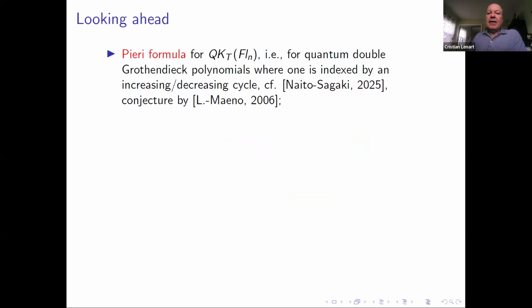And looking ahead, just a couple of things in this world that would be nice to do in the future. Beside the Chevalley formula, with Maeno in 2006, we also conjectured, just for type A, the complete flag manifold, a Pieri formula. A Pieri formula is a formula with multiplication by a class indexed not by a simple reflection, but by a certain increasing or decreasing cycle, so products of consecutive simple reflections in an increasing or decreasing way. And this formula in the non-equivariant case was actually proved by Naito and Sagaki. It's already published this year. So it would be nice to do a T-equivariant version of this Pieri formula, which would now involve the quantum double Grothendieck polynomials, which were also shown to represent Schubert classes in T-equivariant quantum K-theory.